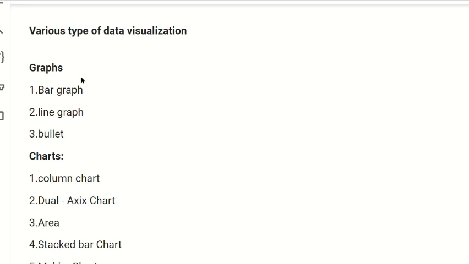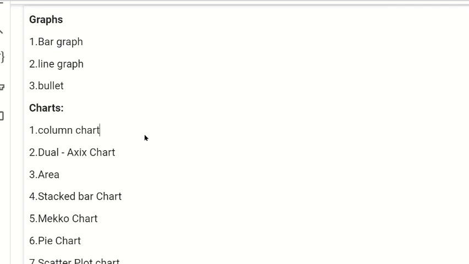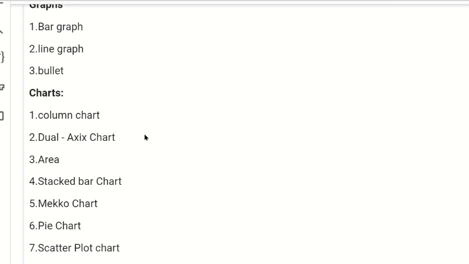First thing, we have graphs: bar graph, line graph, and bullet graph. Column bar charts as well. The bar graph is basically used to compare between two products, two prices, or two months. It differs according to the domain. Like if the data is for Swiggy, a bar graph is used to compare two different cities.